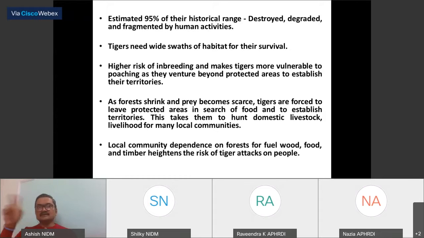Because of man-animal conflict, and because of a lack of prey animals, a lack of food chain availability for tigers, they come out into human habitats and attack our livestock, and sometimes they become man-eaters also. So we should be very cautious with respect to encroaching on their habitat areas.